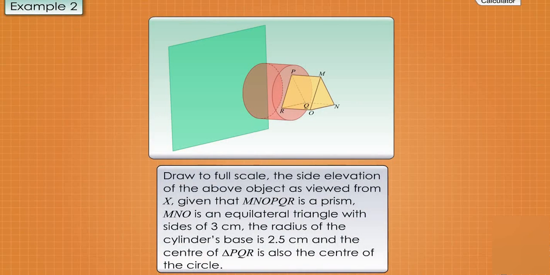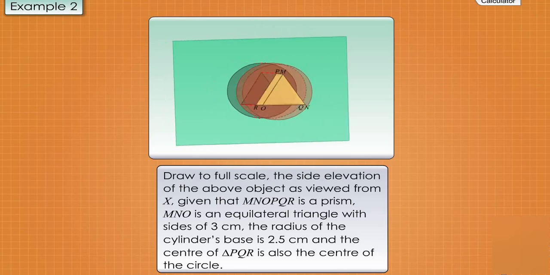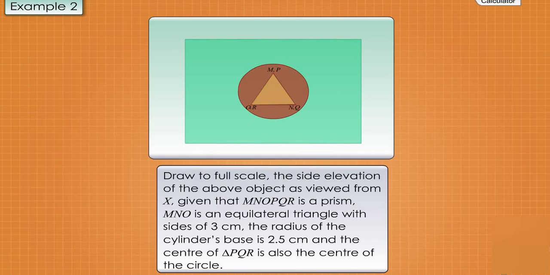Example 2. Based on the information given, draw to full scale the side elevation of this object as viewed from X. So, what does the orthogonal projection look like? It is a circle with an equilateral triangle in it.